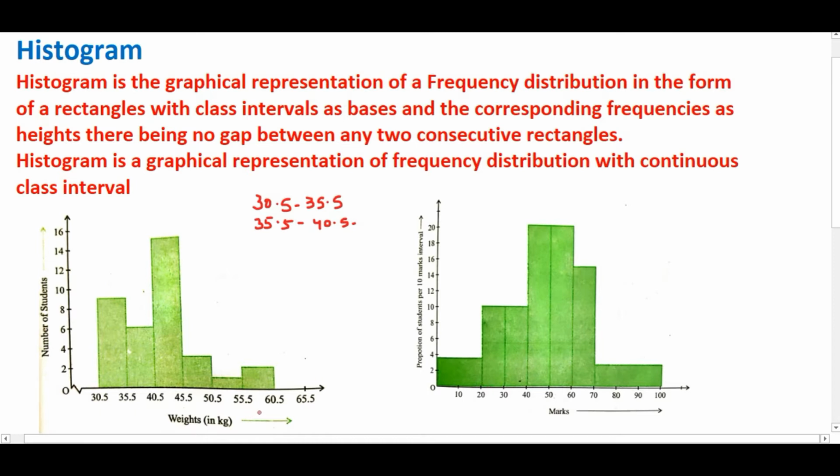So histograms are of two types. One is a histogram with uniform width and the other one is with varying width. You can see here all the rectangular bars are of equal width, whereas here you can see this is not of the same width like here. The width is more in this bar as well as in this bar. So let's see how to construct a histogram of uniform width as well as varying width.